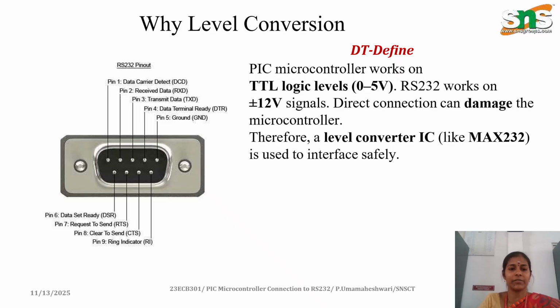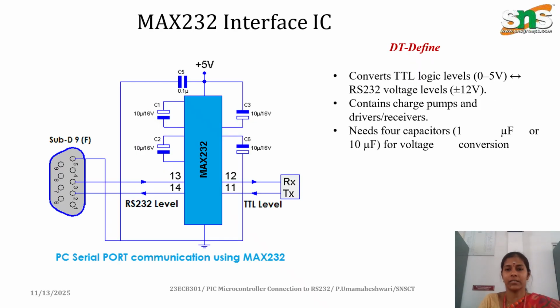What is this level converter used for? It is connected to the TTL logic level, while RS-232 works on a plus or minus 12 volt signal. A direct connection can damage the microcontroller. Therefore, a level converter IC, the MAX 232, is used to interface them.